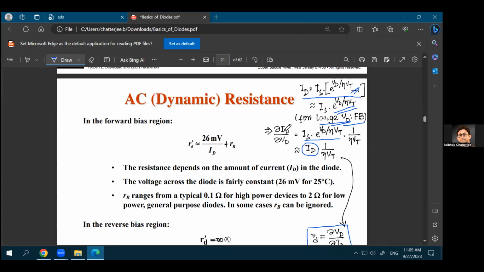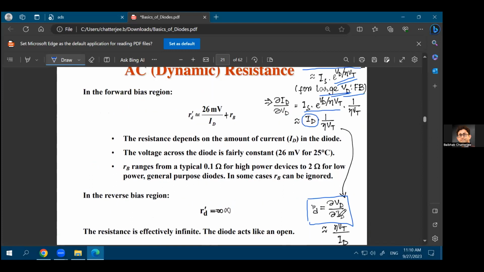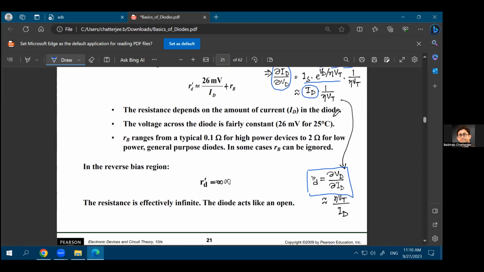Now, remember that this derivative is the derivative of ID with respect to VD. If you want to calculate the resistance, you need to calculate the derivative of VD with respect to ID. So you just need to calculate the reverse of this. So RD is defined as del VD over del ID. And here what you have found out is del ID over del VD. So what did you do? You'll just take 1 upon this entire right-hand side, and that will give you the value of your AC small signal resistance, and that becomes eta times Vt divided by Id.